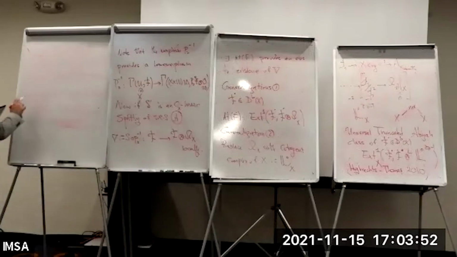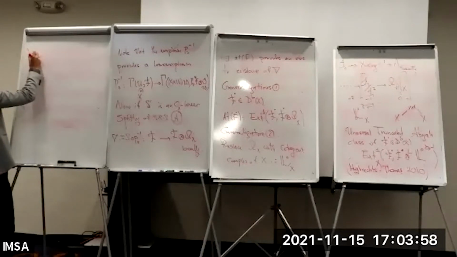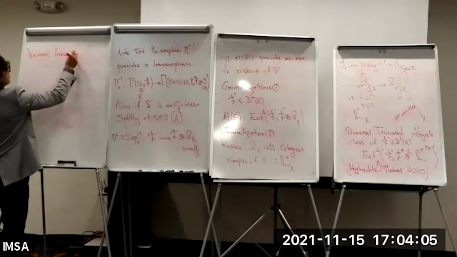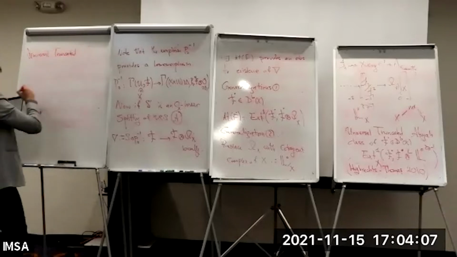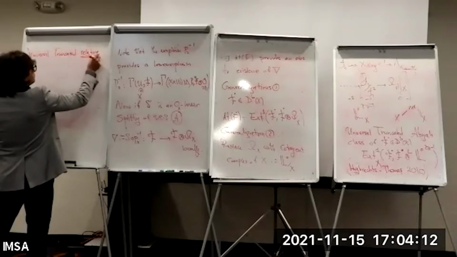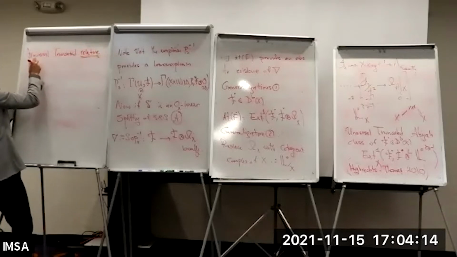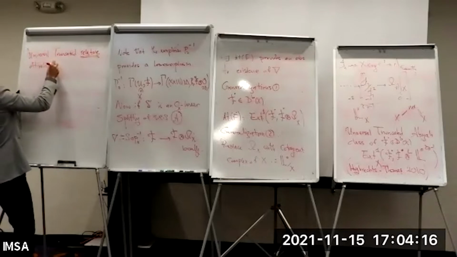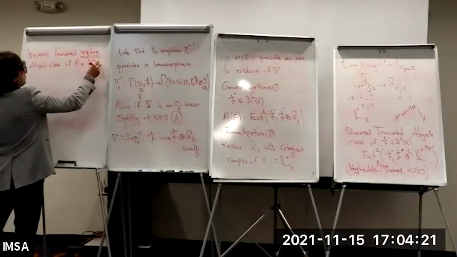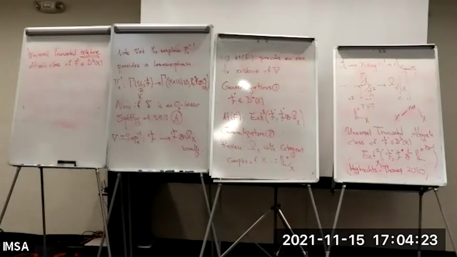Before telling you about that, let me just define for you one more thing, which I'm going to use: the universal truncated relative Atiyah class of an object in the bounded derived category. Let's just say what this is.